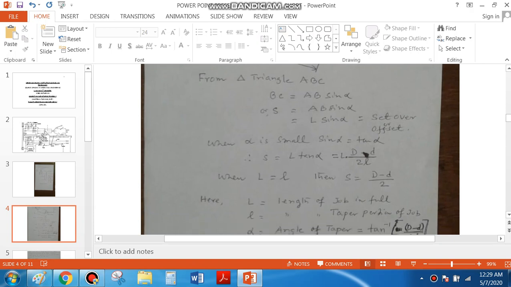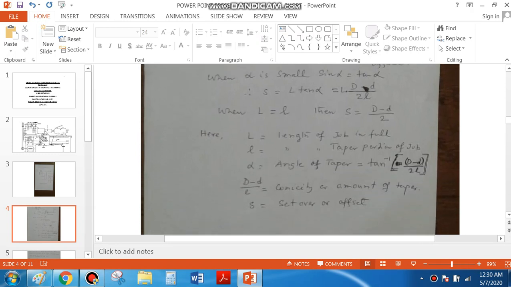Now when small l is equal to capital L, when the total length of the object is cut as a taper, S is equal to (D minus d) by 2. So when you have a full length taper, you deduct the minor diameter from the major diameter and divide it by 2 to get the set over.